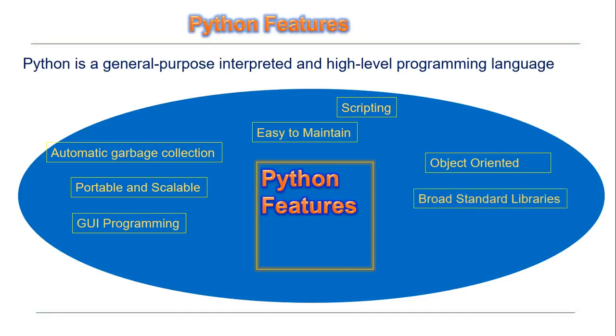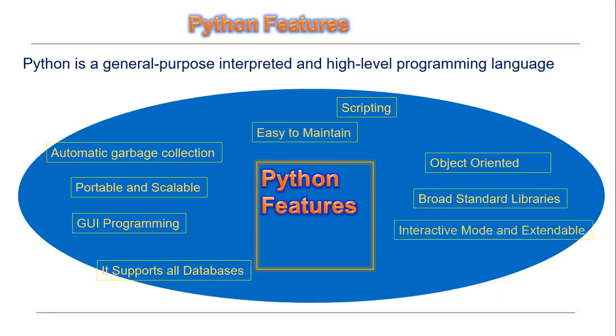That's why we say it is a general purpose programming language, which has huge, broad standard libraries for various purposes, for scientific computing, data analysis, and artificial intelligence. In most areas you are using Python, because it has huge, broad standard libraries. It supports all commercial databases like Oracle, MySQL, SQL Server, and various other databases. It is interactive, and also extendable, which I explained. It is a beginner's language. It is integrated with various programming languages like C, C++, and Java. So these are the features of Python.